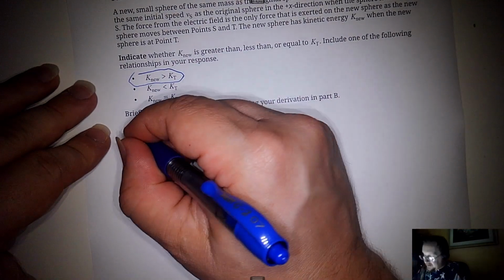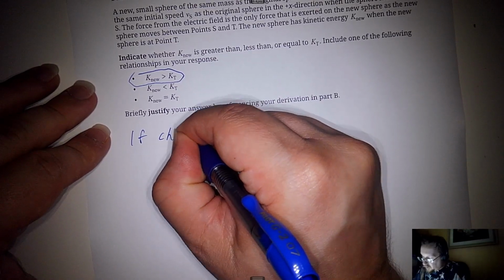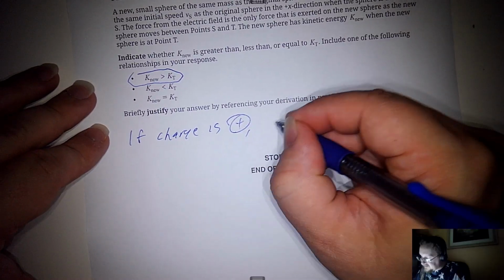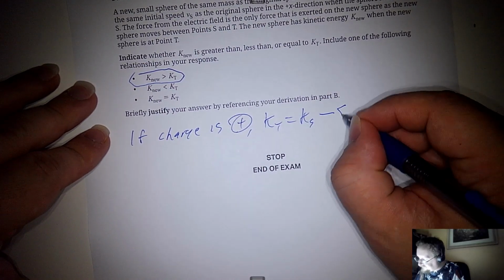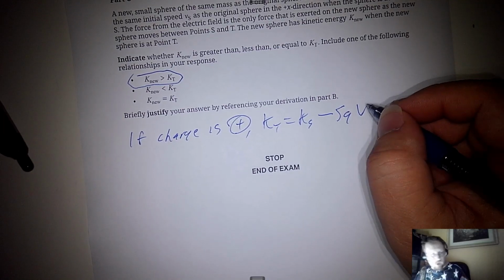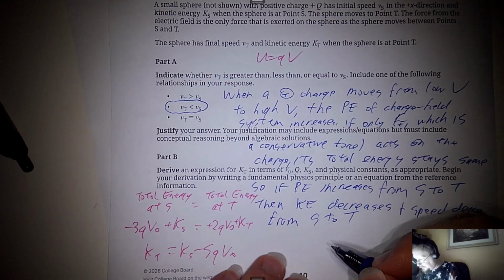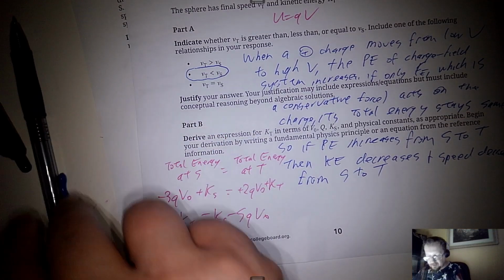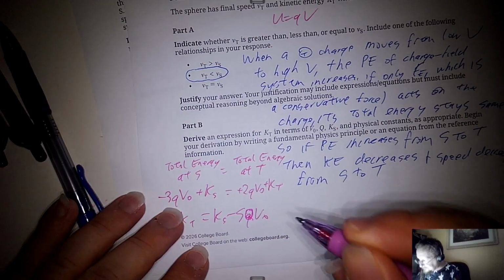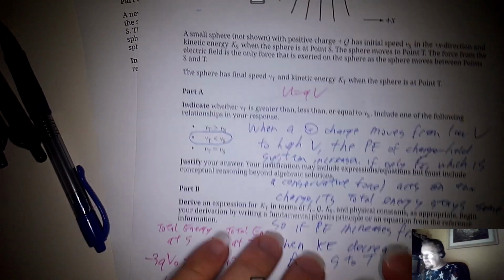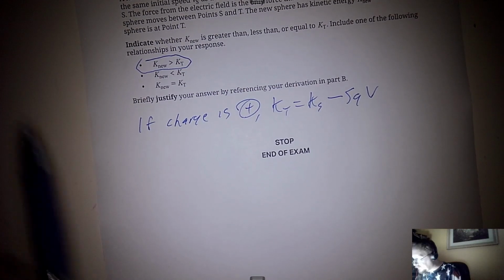Referencing, okay, if the charge is positive, KT equals KS minus 5QV. Is it V naught? Is this supposed to be V naught? I probably better put V. I did put V naught. Is it lowercase q? Oh, it's capital Q. Let's make absolutely sure I give them exactly what they want, because I'm going to lose points on this question that a child could do.